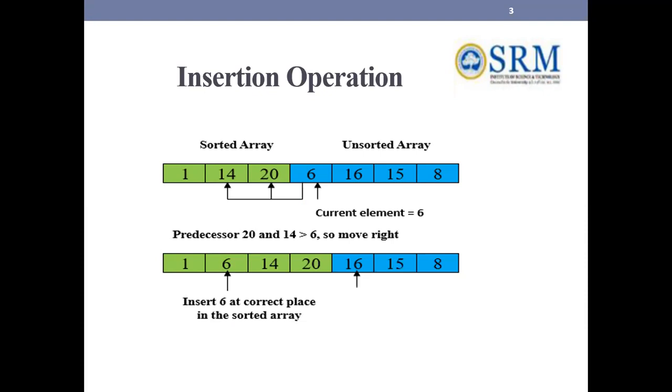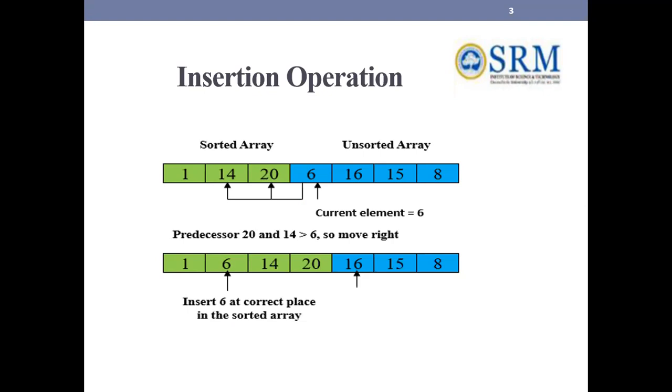Now 20 is greater than 6. Current predecessor is greater than 6. So again move 20 to the next location. See the second box. 20 is moved to the fourth place. Again compare 6 and 14. The next predecessor 14 is greater than the current element 6. Again move 14 from second place to third place. Now compare 6 with 1. Now the current predecessor 1 is lesser than 6.